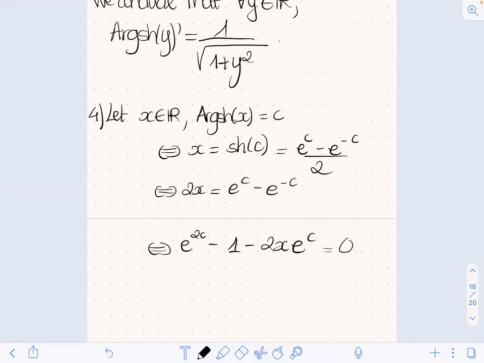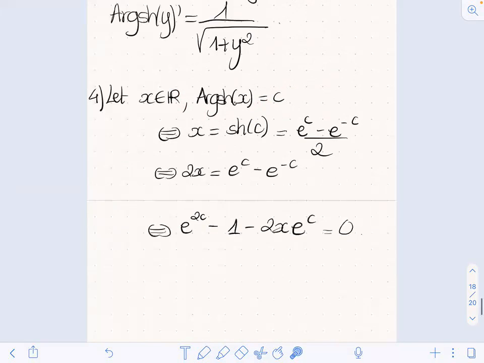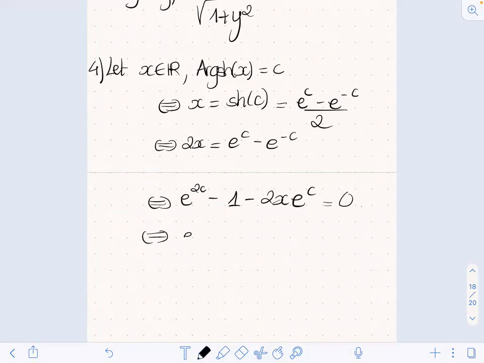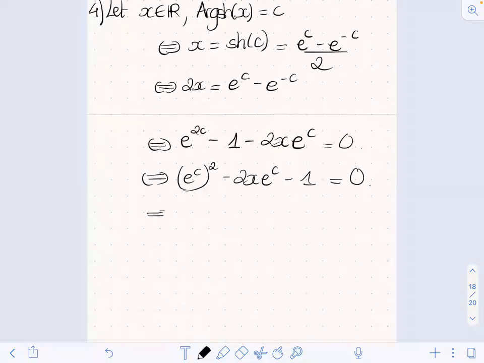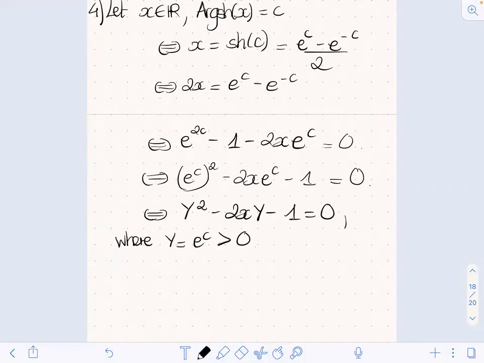Okay, so we've given ourselves some x in R, which is some sort of data, and we want to rewrite arg sh of x and get some expression for c here. So x is fixed, and we want some data on c. If I rewrite this again, we get exponential of c squared minus 2x, where x is fixed information, times exponential of c, minus 1 equal to 0. And we can rewrite this as y squared minus 2xy minus 1 equal to 0, where y is equal to exponential of c, and is in particular strictly positive.